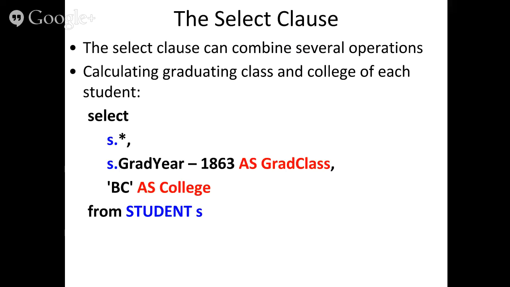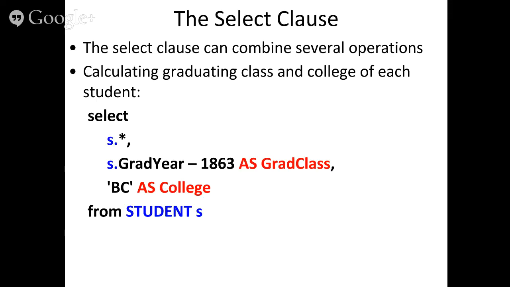Which was a student ID, student name, graduation year, department ID, right? So all those are fields. Those are coming from S star, and the values are going to be from the original table. But on the fly, we're generating 2 new fields in the result set.